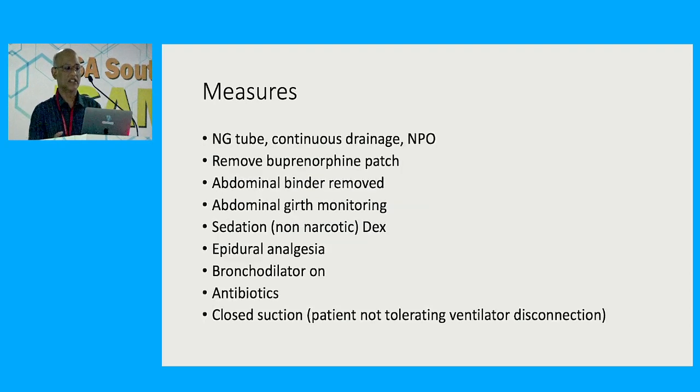So the measures done are: you put an NG tube, you remove the buprenorphine patch, the abdominal binder is removed, abdominal girth is being monitored, sedation, we start with dexmedetomidine. We don't want any narcotic going, so epidural analgesia is continued for the pain part. And then the bronchodilators are continued, antibiotics added. You add a closed suction because the moment you disconnect, the patient starts desaturating. So that's what you do.